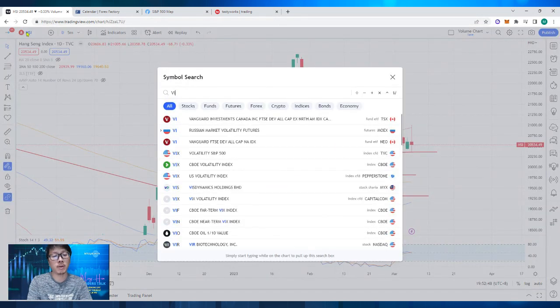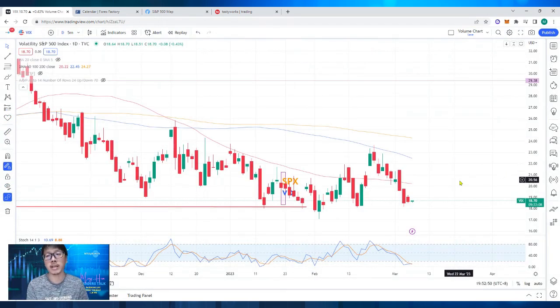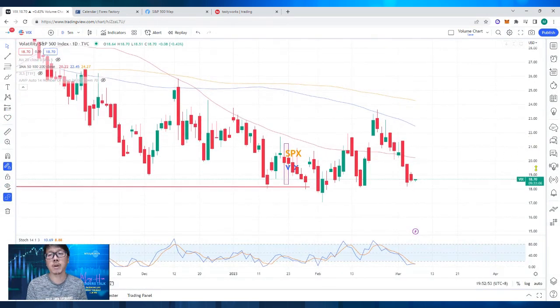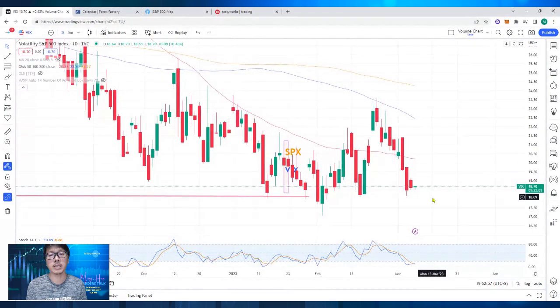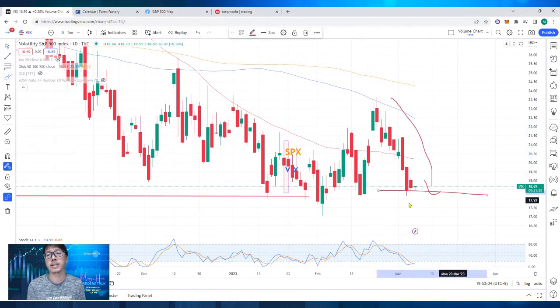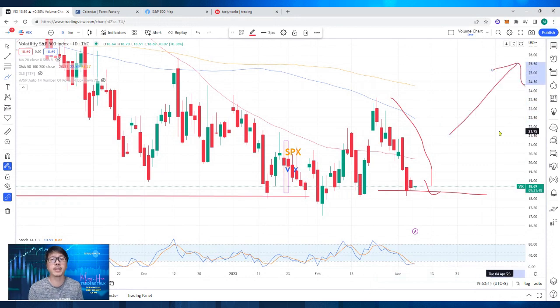The other thing I wanted to highlight is the VIX. Remember, VIX is the S&P Volatility Index. And of course, you can see that VIX is again coming down to the 18 levels. When VIX comes down, the market goes up. And when VIX goes up, then the market goes down.